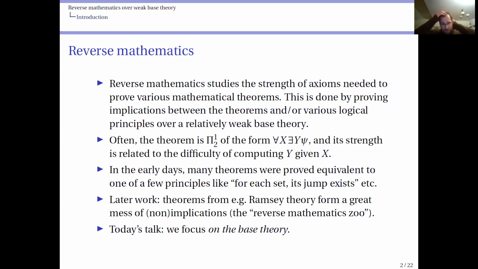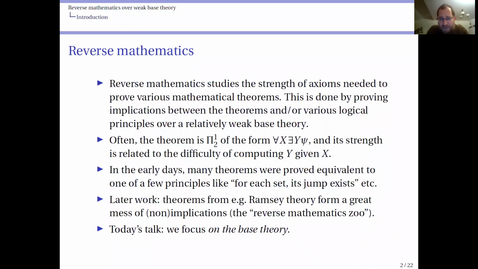And later, the picture got quite a bit more messy. Starting mostly in the 1990s, people started studying theorems from combinatorics a lot, in particular from Ramsey theory. And there it turned out that this neat picture no longer holds. Basically, if you look at various Ramsey theoretic statements, they're typically pairwise inequivalent. Small variations change the strength of the theorem. And they form a very complex web of implications, non-implications, and so on, which gets called the reverse mathematics zoo sometimes. I guess that's an analogy to the complexity zoo from computational complexity, but I didn't come up with the name, so I'm not really 100% sure.